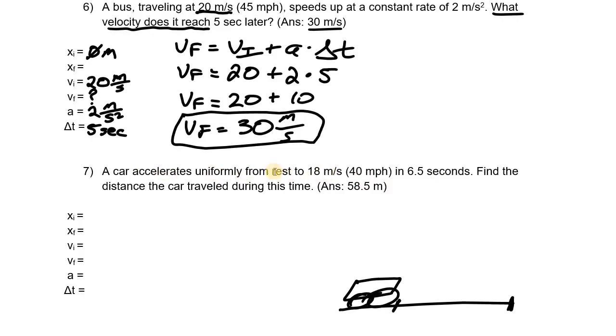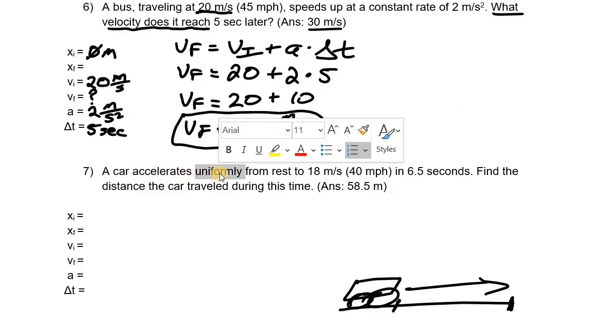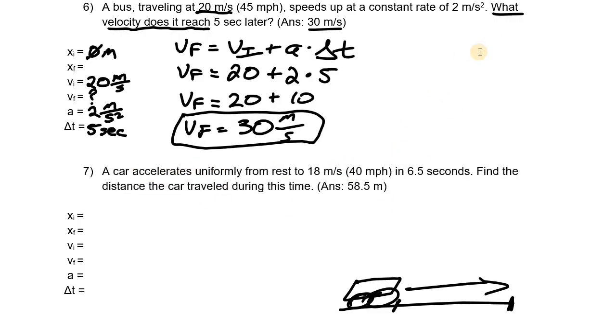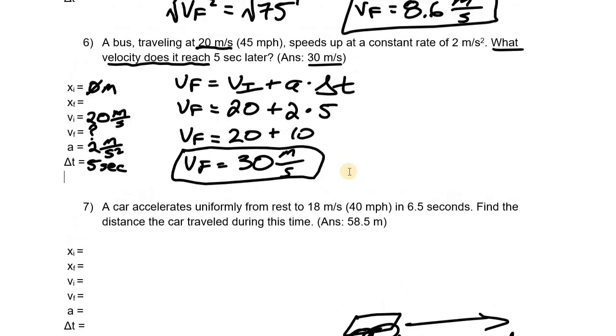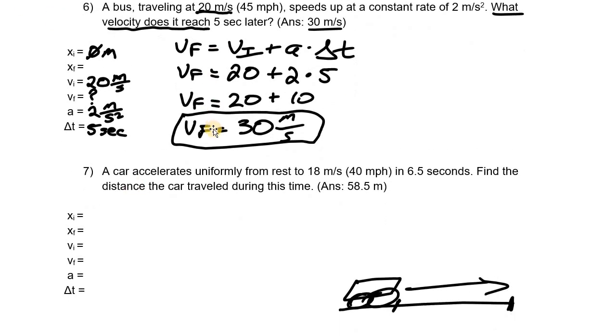Okay, it's saying that it starts from rest. So it's just going to go from over here to over here in the time span of 6.5 seconds. It says that it accelerates uniformly. What that basically means is it is constantly accelerating. So it's another word for constant acceleration. I wouldn't really put too much thought into it. All right, so let's just get into this and start writing out given information.